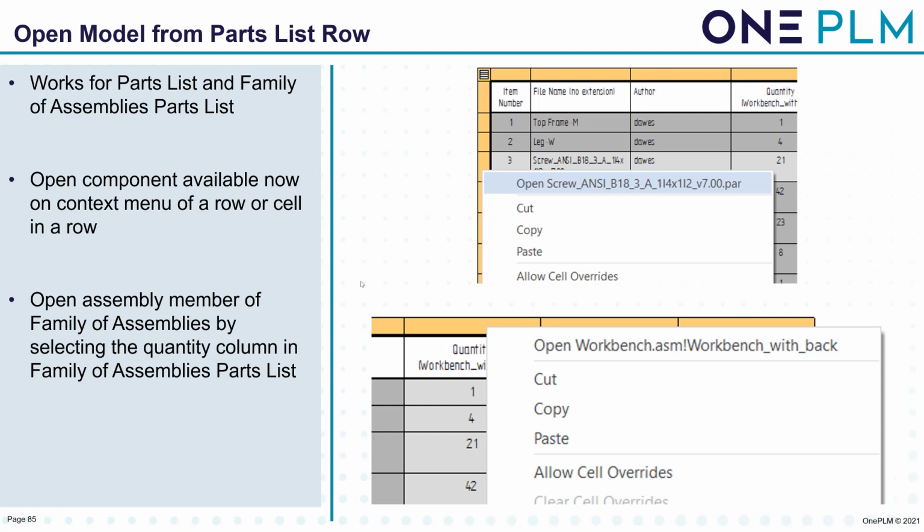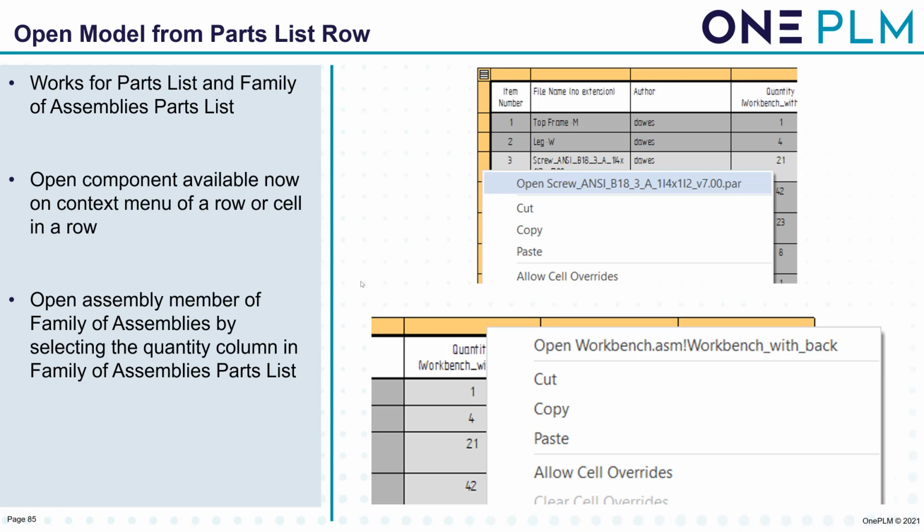Open model from parts list. So only a really simple one. There've been plenty of macros that have done this before, but now we've got an option where we can go into a parts list. So you go into a draft, double click on a parts list so it comes into the editing mode. You can then click on the item that you want and go and open the certain version.